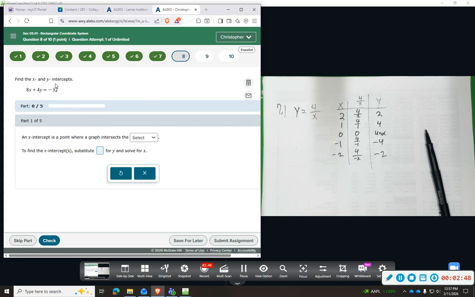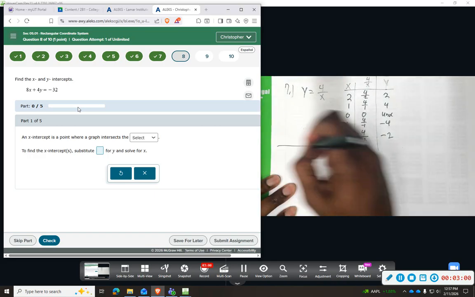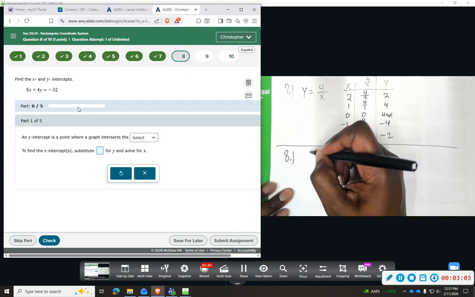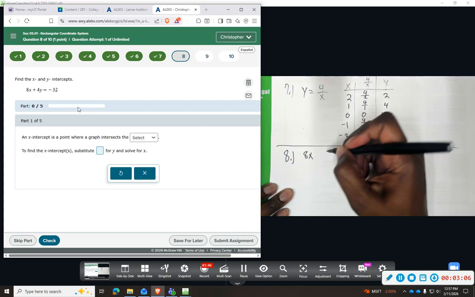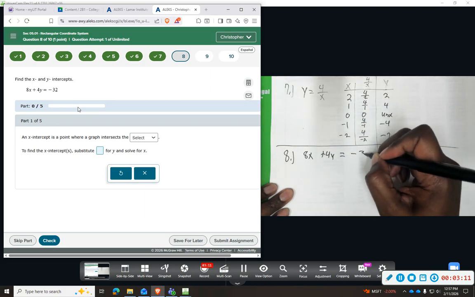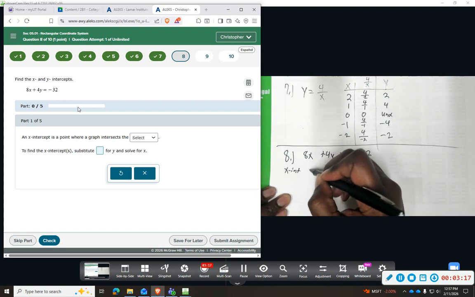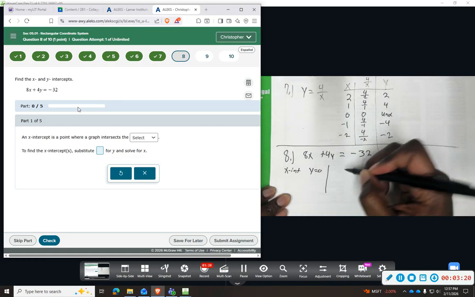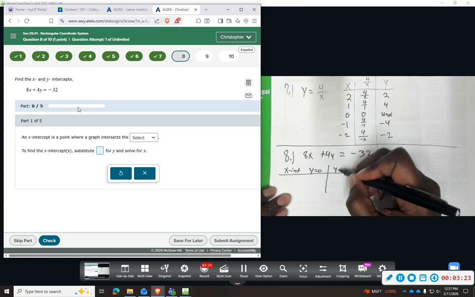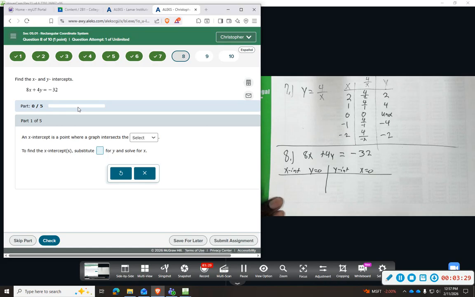Number 8, we got 5 parts here. It wants us to find the x and y intercept. All right, so in the textbook, it shows you that for the x and y intercept, you're going to plug in a 0 for one or the other. So we start with the function 8x plus 4y equals negative 32. All right, so if we want to find the x-intercept, the y value is 0. And if we want to find the y-intercept, the x value is 0.